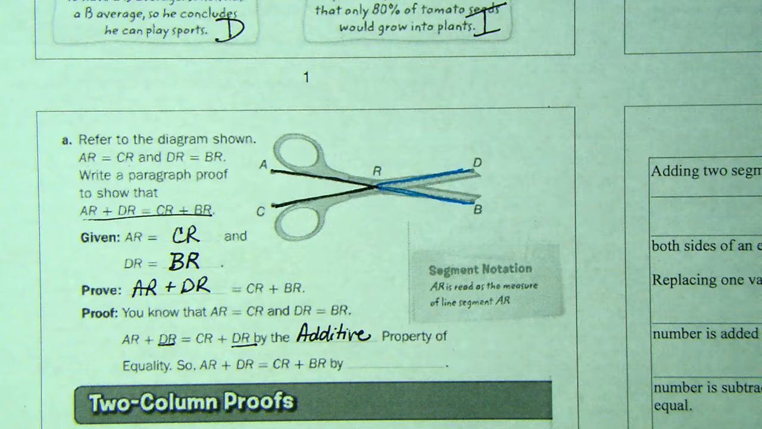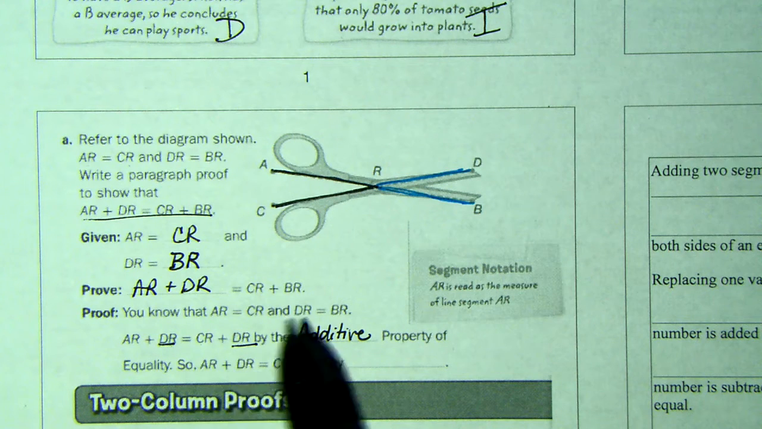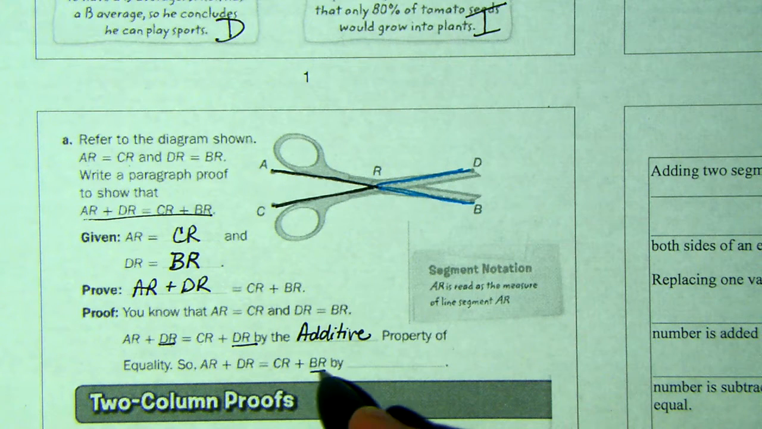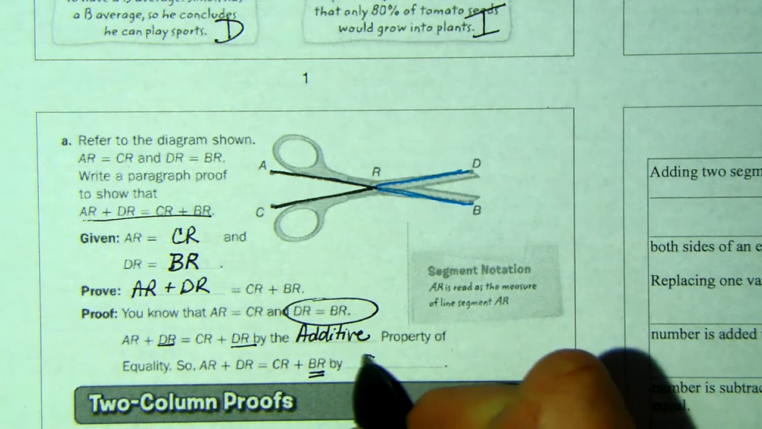And then look what they changed. AR plus DR equals CR plus, now they changed DR to BR. Because didn't we know up here that they were the same thing? So if I'm replacing something with another thing that I know it's equal to, what is that called? Substitution. There you go.